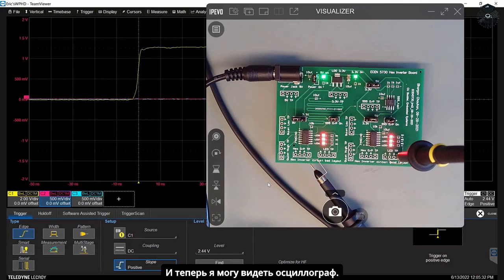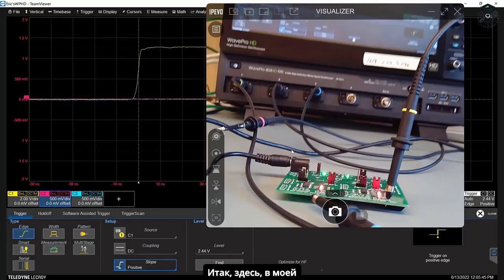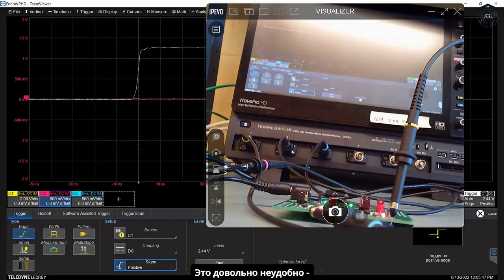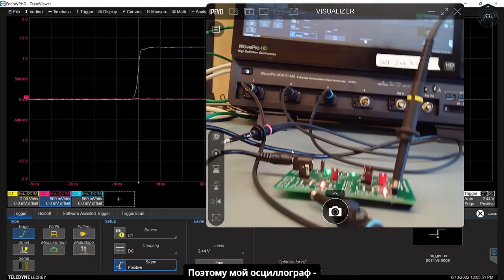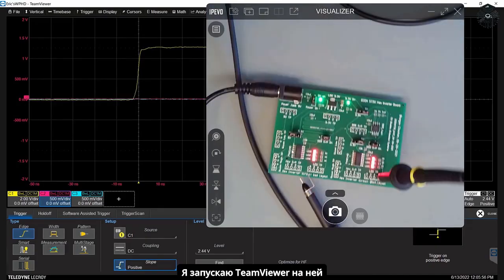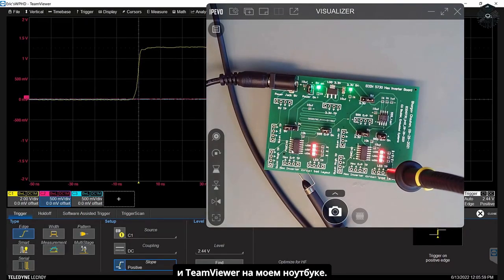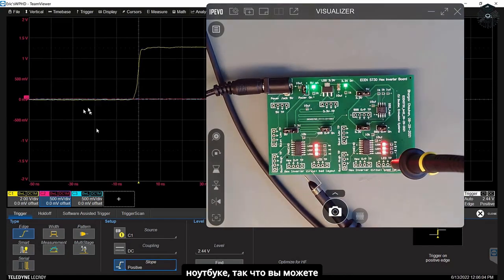And now I can see the scope. I've got it here in front of me. In order for you guys to see the scope, I'm running TeamViewer on the scope. So I'm going to tilt the camera back so you can see the scope over here. So here we're in my lab. There's the scope. It's kind of awkward to show both the scope and the device. My scope here is basically a Windows machine. I'm running TeamViewer on it and TeamViewer on my laptop, and that allows me to replicate the scope on my laptop so you can see it here, and I can control it also from the laptop.